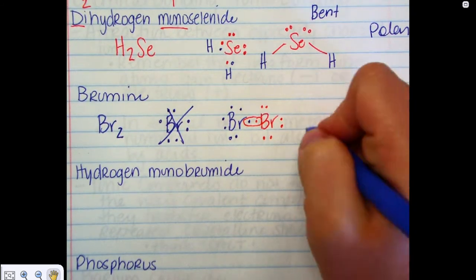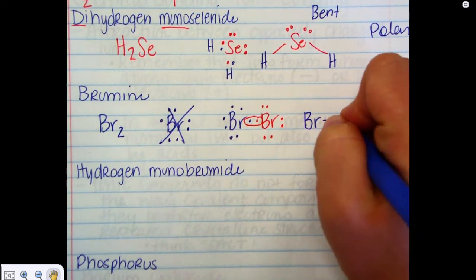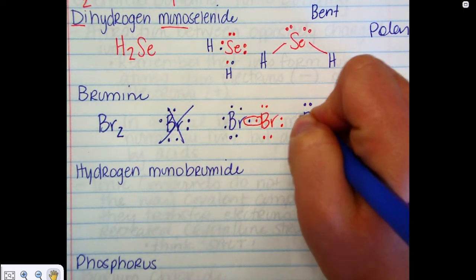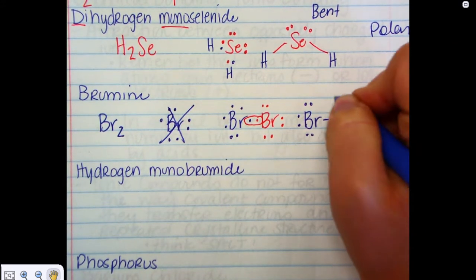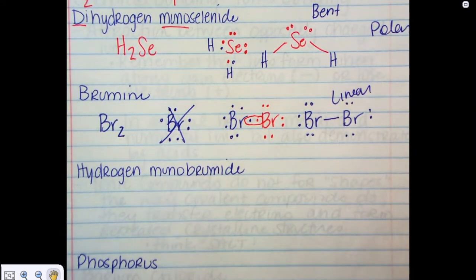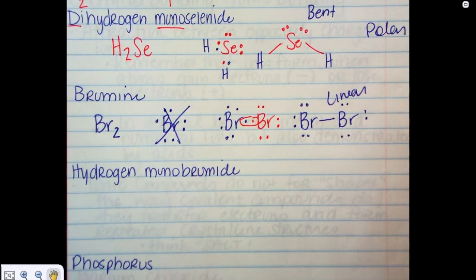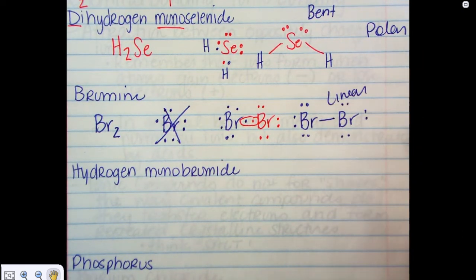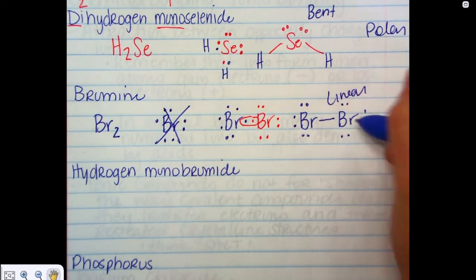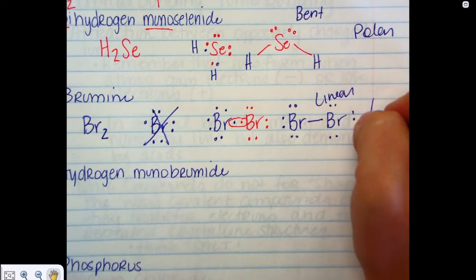My shape diagram is just going to be bromine bonded to bromine in a straight line. And if it's in a straight line, it is linear. In terms of polarity, because bromine here is bonded to itself, it can't be more electronegative than itself. You can't pull harder on the bond than yourself, so this is nonpolar.